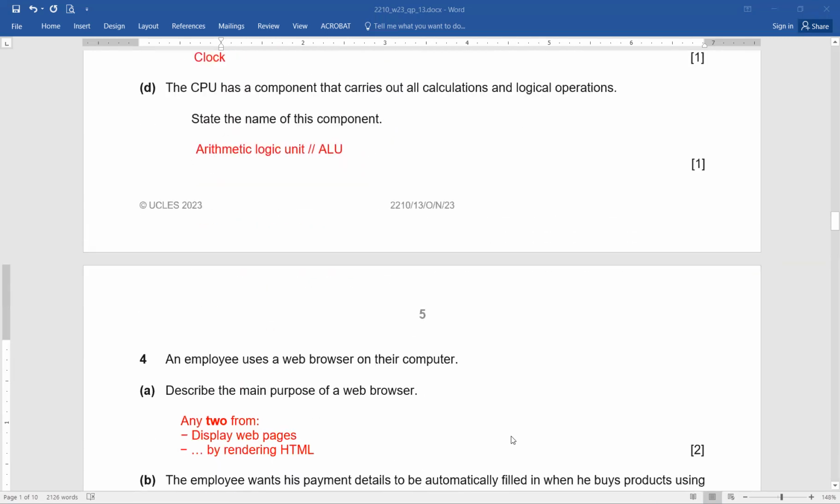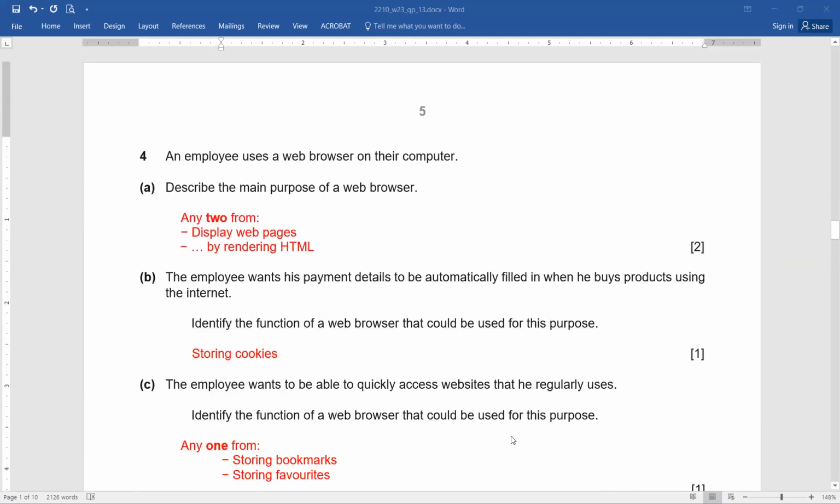Now moving on to the next one. An employee uses a web browser on their computer. Describe the main purpose of a web browser. See, it's going to be a 2-mark question. It's there to display the web pages by using HTML. Definitely for 1 mark, you are going to get the answer.